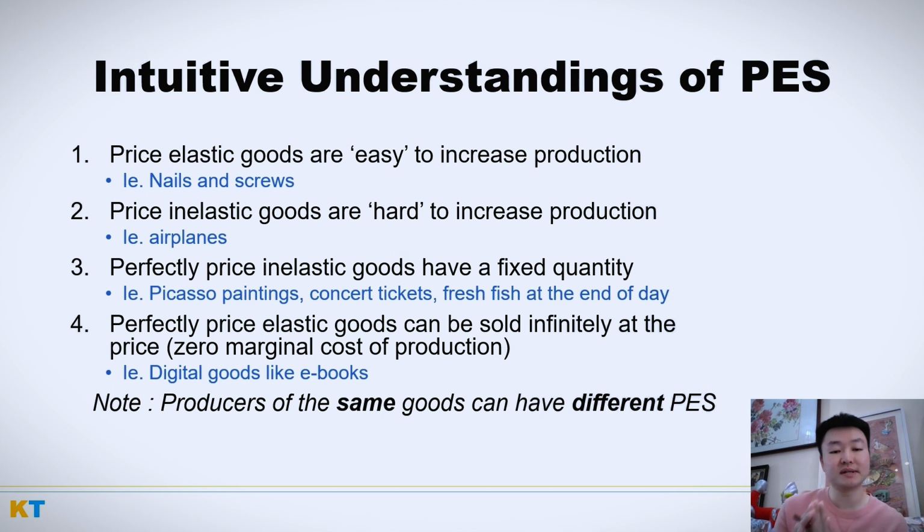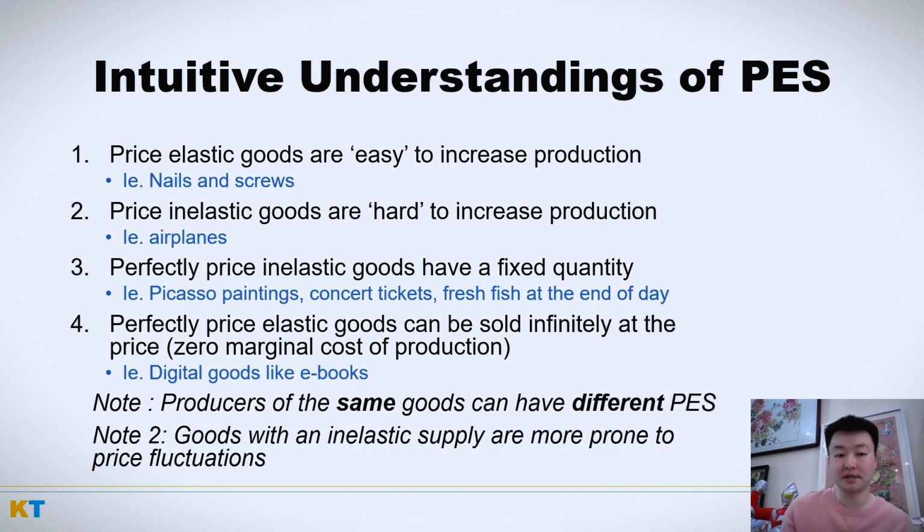So one thing worthy of note is that producers of the same goods can have different price elasticities of supply, right? So we can have price elasticity of supply for a whole market, or we can have the price elasticity of supply for an individual producer, like how easy it is for an individual producer to increase the quantity supplied of their good or service. And different producers are different, right? So one producer might have access to better technology, one producer might not. And so in those situations, producers of the same good can have different PES.